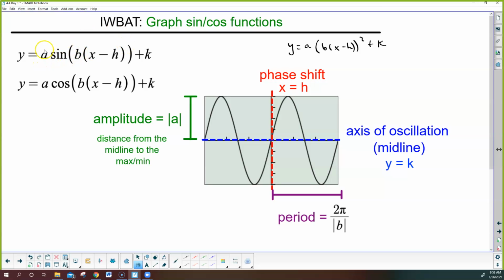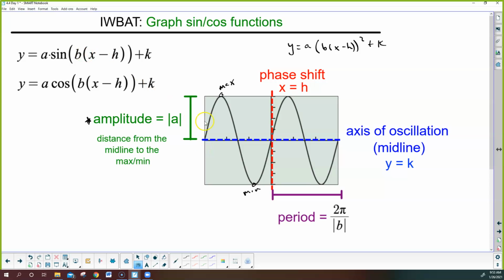But you already should know what the A value does. A value controls how wide or narrow something is opened. In this case, it's like a multiplier, because this is A times the function. So A is going to have the effect of the amplitude. It's going to tell us how high a value goes or how low the value goes. So it's going to help us determine where that max and min line are.